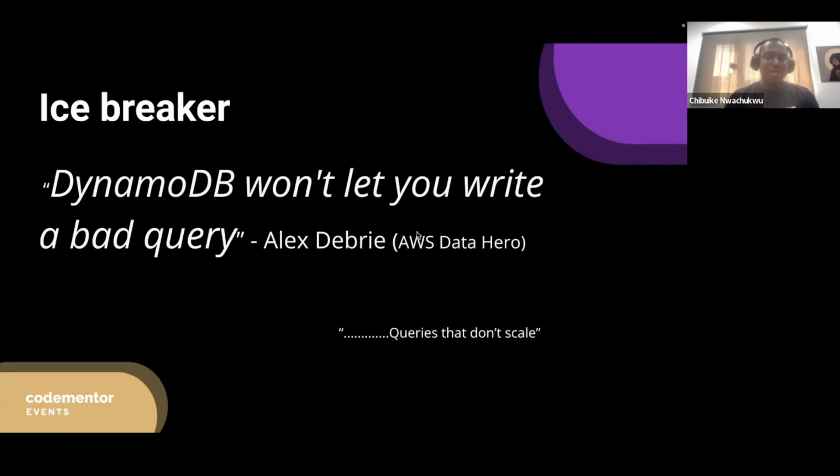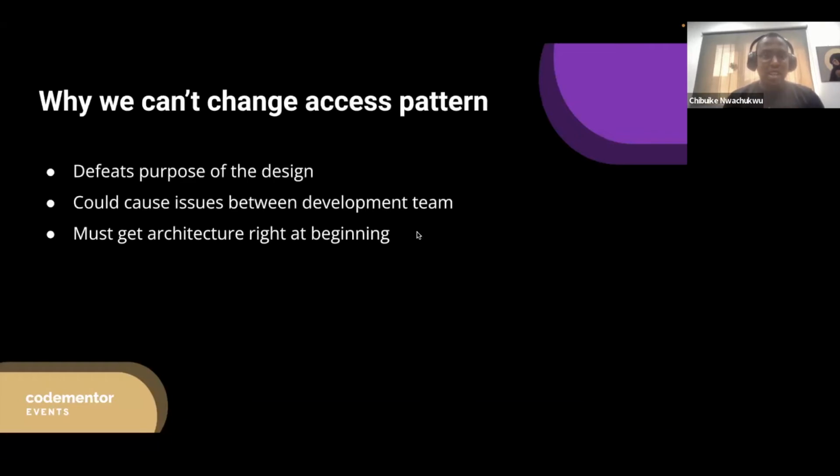As an icebreaker, I will just say, it has another quote. It's a quote from Alex DeBrie. I got it from his blog. He says, DynamoDB won't let you write a bad query that doesn't scale. Like I told you initially, DynamoDB limits our queries, right? So we don't have the flexibility in code to make queries that are very, very expensive. It limits us to the access patterns that we have defined when we are architecting our database. This enables us to write good queries and avoid writing bad queries because we have thought about those queries at the inception of our DB.